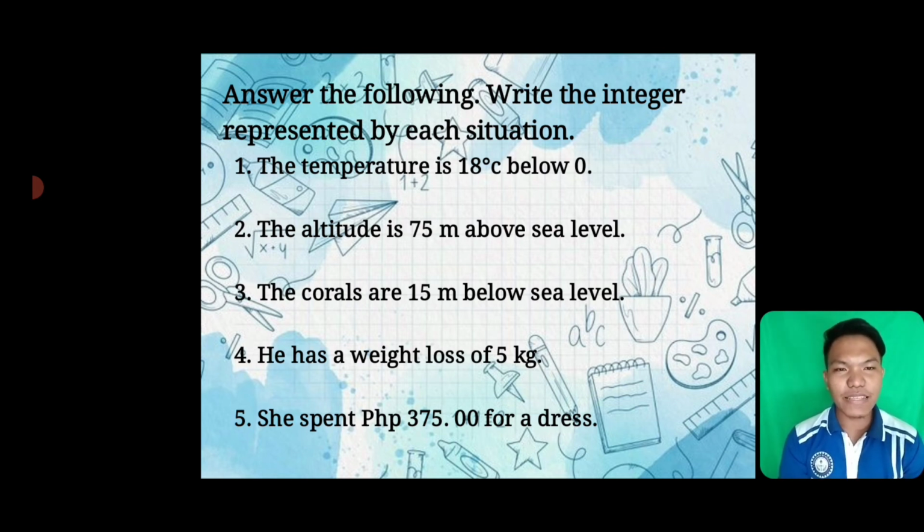Number 4, he has a weight loss of 5 kilograms. Weight loss, meaning to say, reducing. Meaning to say, it is moving backward to the negative when we put this on the number line. So, negative 5 is the answer. So, number 5, she spent 375 pesos for a dress. She spent, meaning to say, her money will reduce because she spent 375 pesos for her dress. So, it is negative 375.